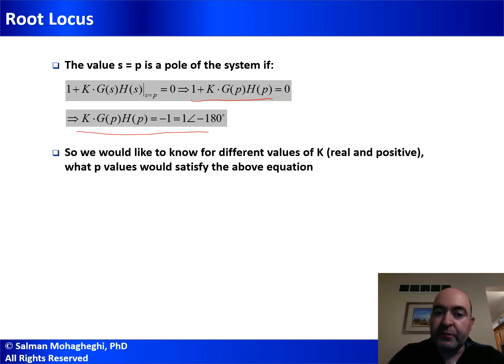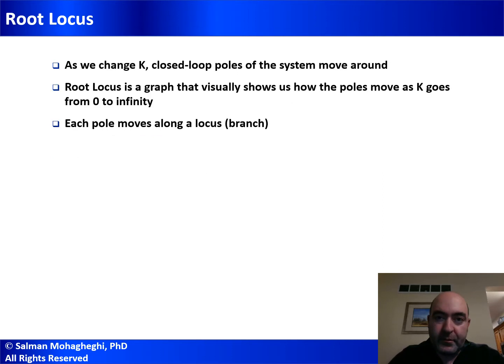And by changing different k values, we would try to find different p values, which would be the changes, the variations in poles as a function of variations in controller gain. Okay, so as we change the gain k of the controller, the poles of the closed loop system will start moving around. Root locus is a graphical tool that will show us how and along what trajectories will these poles move around.